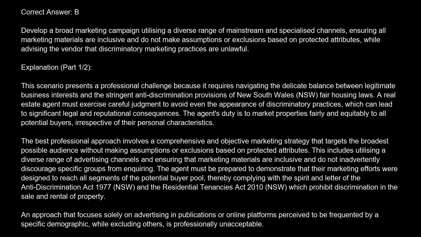The agent must be prepared to demonstrate that their marketing efforts were designed to reach all segments of the potential buyer pool, thereby complying with the spirit and letter of the Anti-Discrimination Act 1977 (NSW) and the Residential Tenancies Act 2010 (NSW), which prohibit discrimination in the sale and rental of property. An approach that focuses solely on advertising in publications or online platforms perceived to be frequented by a specific demographic, while excluding others, is professionally unacceptable.